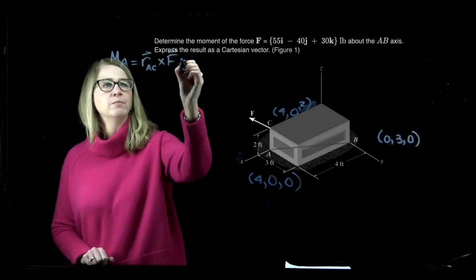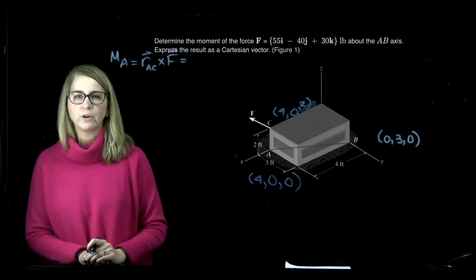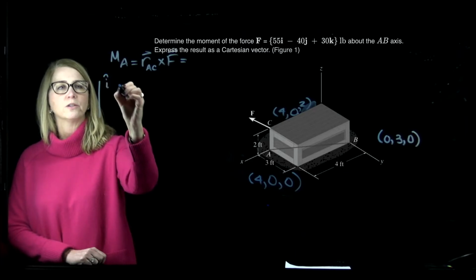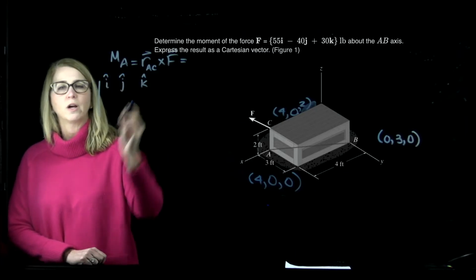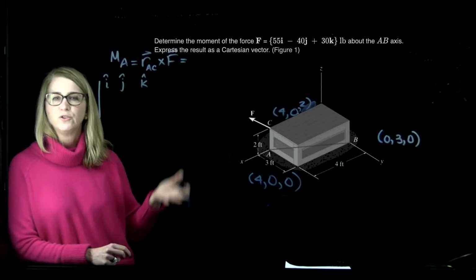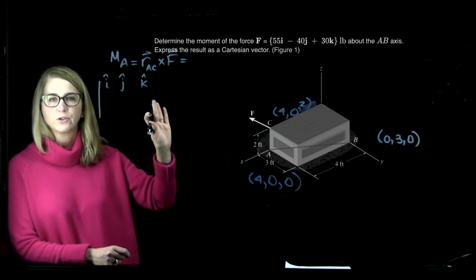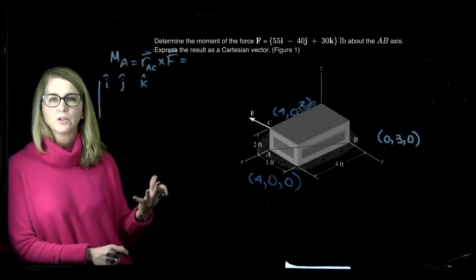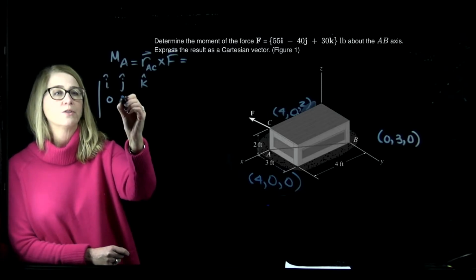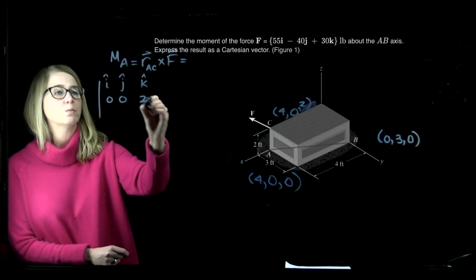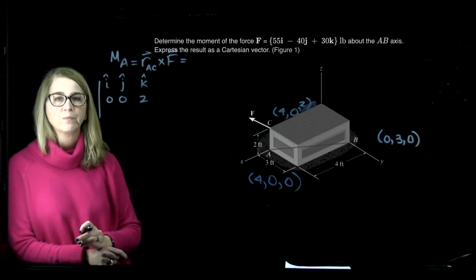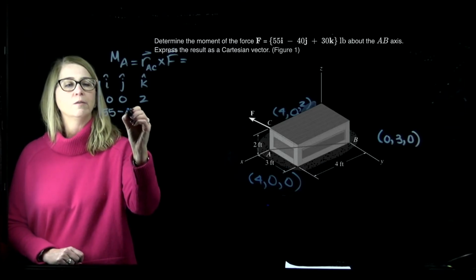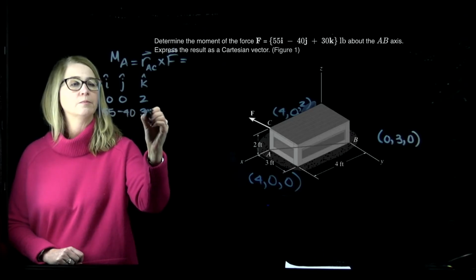Now A to C is going to be a pretty straightforward vector. We're just going to start writing this in unit vector form to find that cross product. Going from A to C is just straight up. That vector just goes straight up along the side of that box. So it only really has a z component, and it's 2 feet long. So it has 0 x and y coordinates, and its z coordinate is 2.